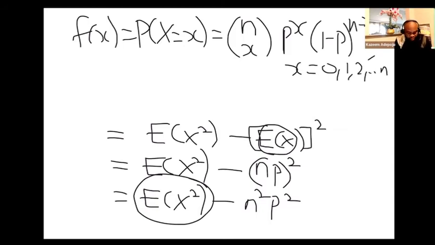Now I want to find the expected value of X squared. And what am I going to do to find the expected value of X squared? I need to go mathematical.